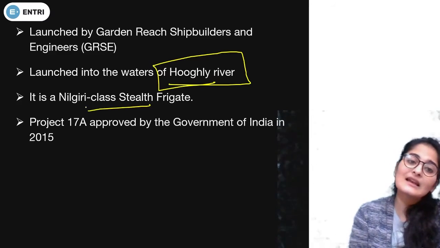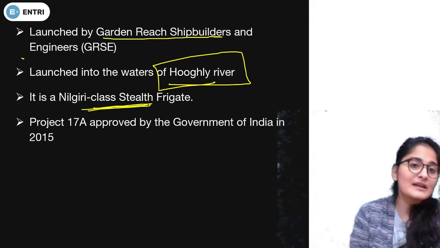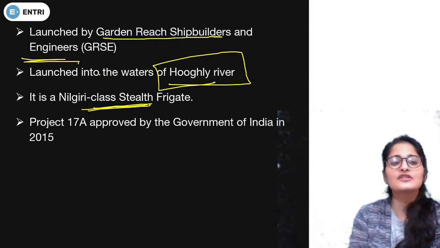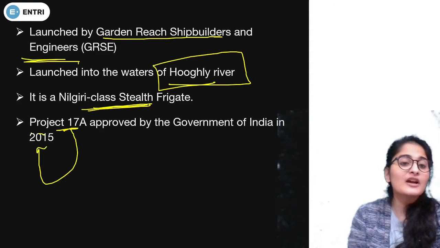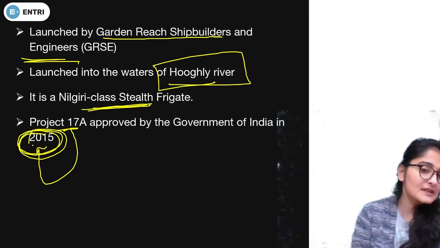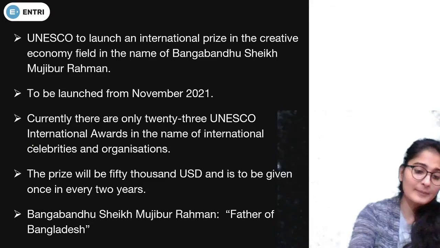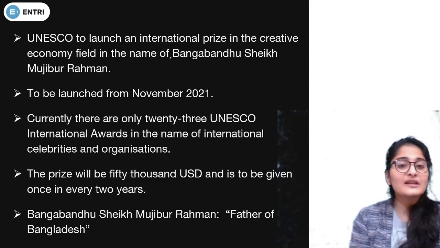Then we have Project 17A Himgiri, which has recently been launched into the waters of the Hooghly River. It's a Nilgiri class stealth frigate and has been launched by Garden Reach Shipbuilders and Engineers. There is a possibility of 3 ships that are going to be there. This is the first of Project 17A. Project 17A was launched by the Government of India in 2015.